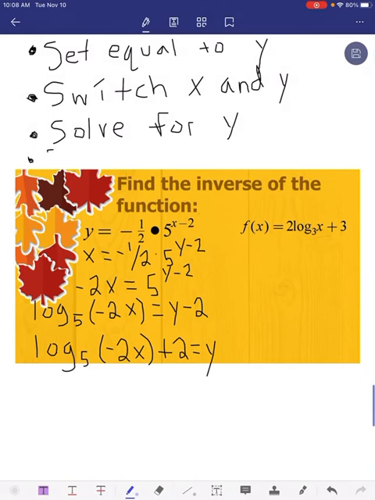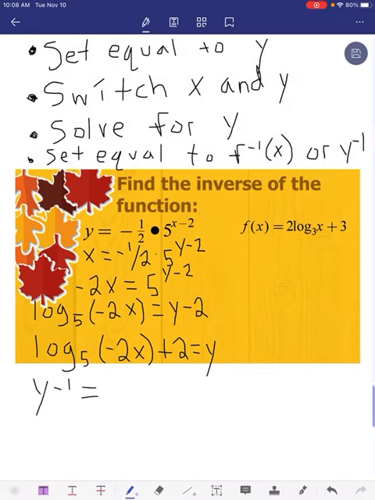So then our last step is going to be to set y equal to f inverse of x or y inverse, depending on what we started with. So in this case, since we started with just y, we're going to rewrite it as y inverse equals log base 5 of negative 2x plus 2. And that would be the inverse of our exponential function that we started with.